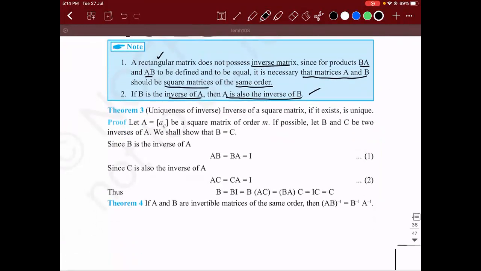Next, what does theorem 3 state? It says uniqueness of an inverse. What do you mean by uniqueness of inverse? Can someone explain to me, from whatever you have understood? What do you understand by the statement uniqueness of an inverse? Only one inverse can be there for a matrix.